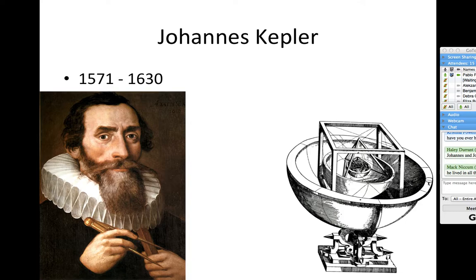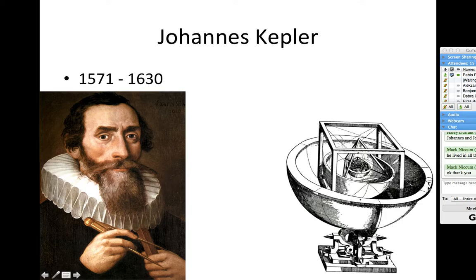So like I was saying, Johannes Kepler believed that God had created the universe following a set order of things. And so he thought that the dimensions of the universe were governed by the regular polygons, the Euclidean regular polygons that had been discovered.